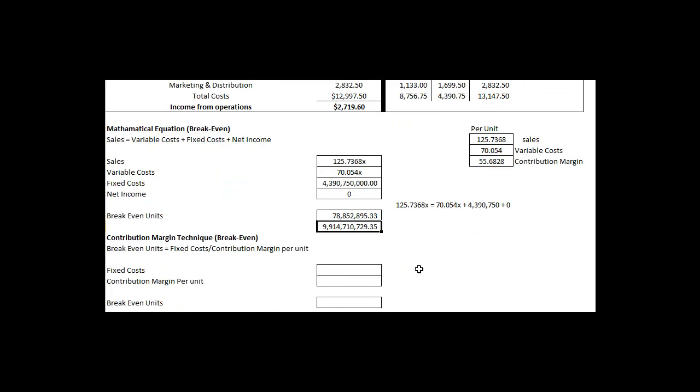If we want to figure this out using the contribution margin technique, which is a perfectly acceptable way to do it, it's almost the same as the mathematical equation. I take my fixed costs, I come up with my contribution margin per unit, and I divide my fixed cost by the contribution margin per unit. And look at that, this matches here. It's the exact same break even.